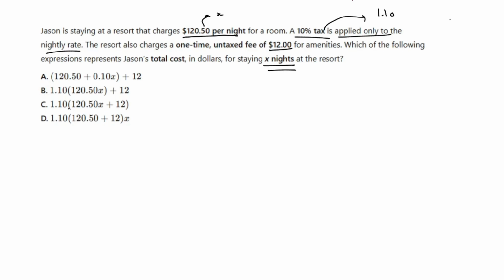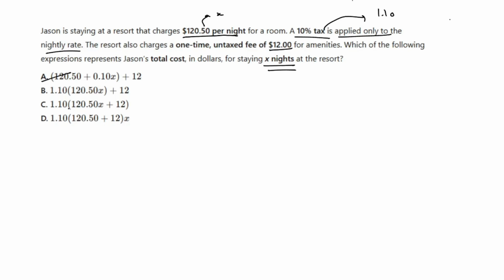But why are A, C, and D not correct? So for A, if we look at it, we can see that the tax value has a value of X to it, which means that there's no way this can happen. And we're using 0.10. Right? So it's not going to be the case.